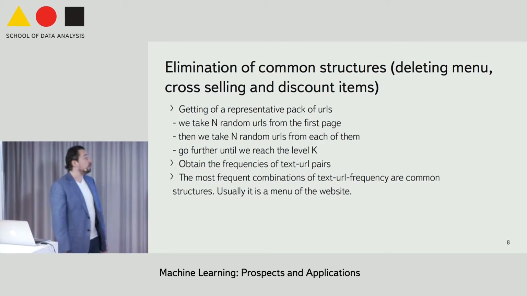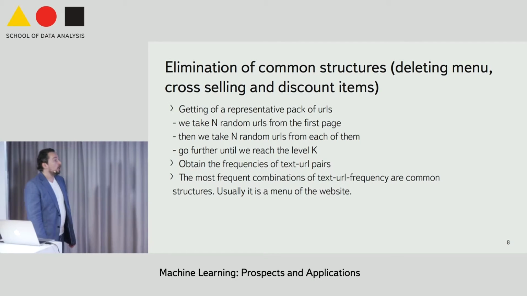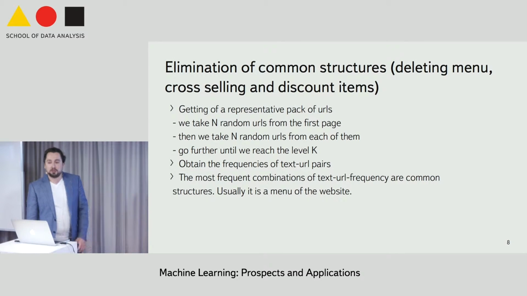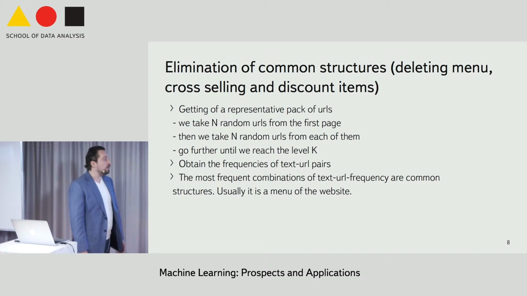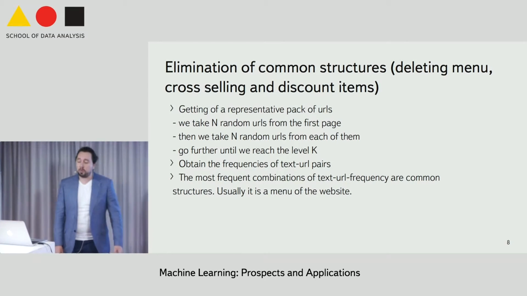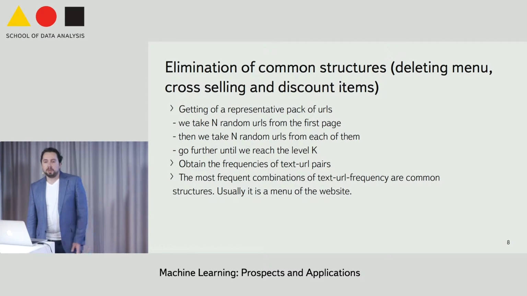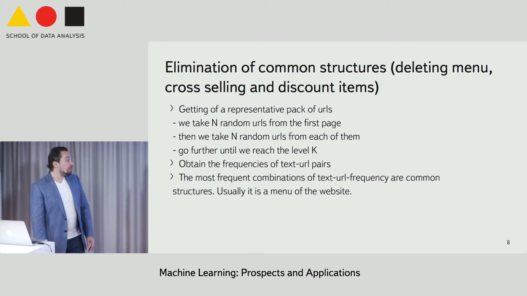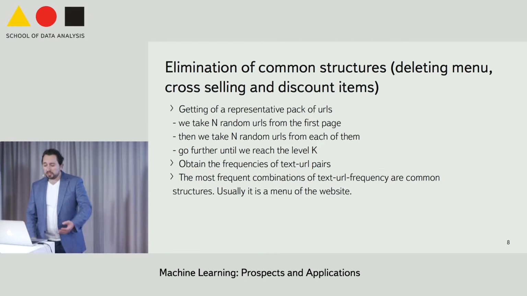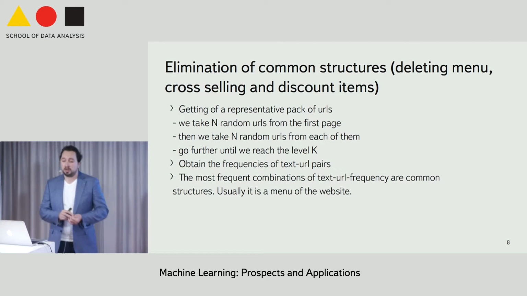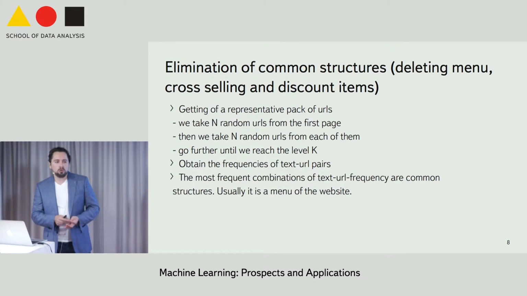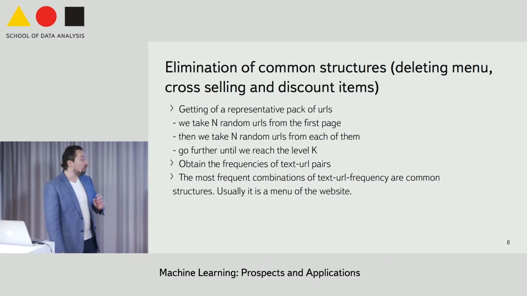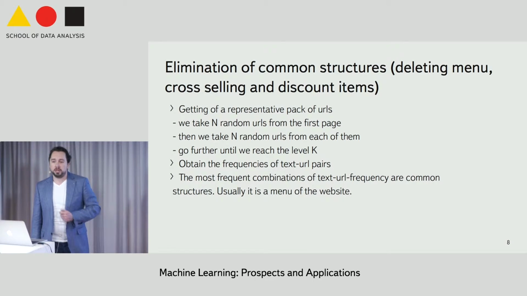Next step, we should eliminate common structure from the site. If we take a representative list of pages from our site, we can get triples from each page: name of URL, URL, and frequency of this pair on this page. And a common combination of these triples will be the common structure of the site. Usually it will be a menu of the site.